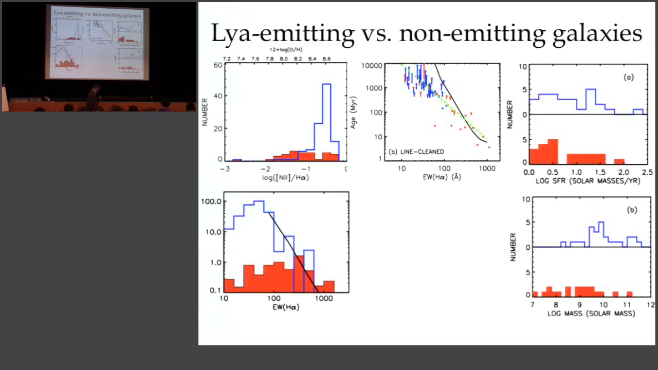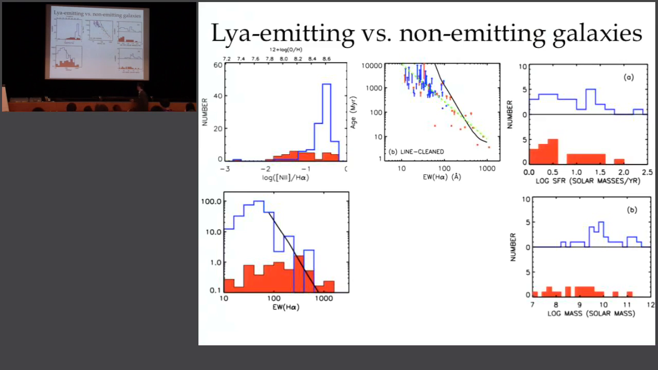Go back to the Galax sample, then Cowie's study from 2010 and 2011. Seeing here is the histogram of this is the N2 index, so we have low metallicity galaxies down here and high metallicity galaxies up here. The blue things up here are near UV selected galaxies of the same luminosity. The red things are the Lyman-alpha emitters. Clearly the distribution is very, very different, with the Lyman-alpha emitters skewed towards low metallicity.